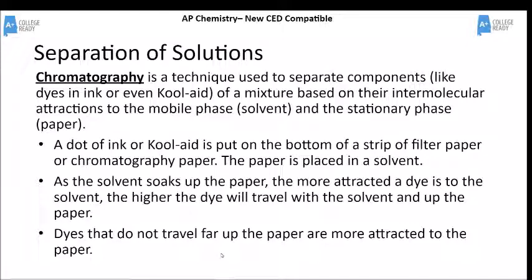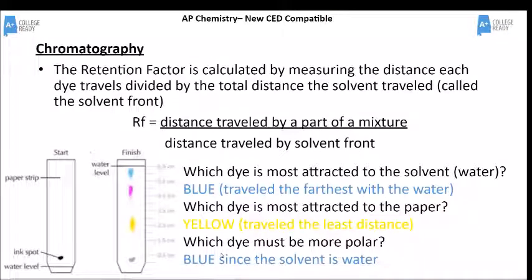Now, you can use whatever solvent you want. You can use a non-polar or polar solvent. But remember, whether or not something is polar will definitely affect whether something will be soluble. So you really have 2 things going on. First of all, how strongly attracted is the dye to the paper, and how strongly attracted to the dye is the solvent. All those things are going to tell us how fast something is going to move up that strip of paper.